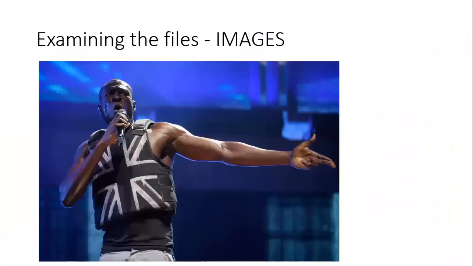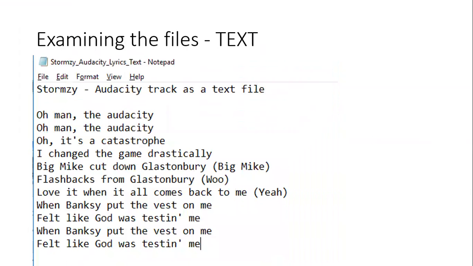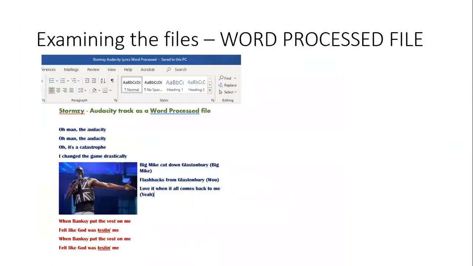So again, the main aim is that you understand that this is an image that's different in file format. It's a JPEG image, and it's fundamentally different to the text file that came before it. Okay. The third one is a word processed file.